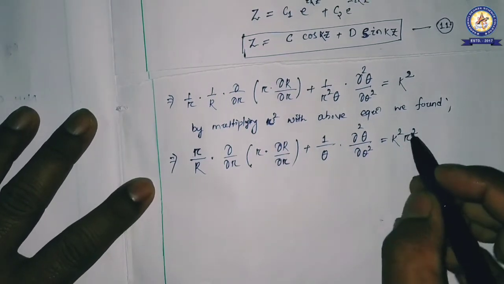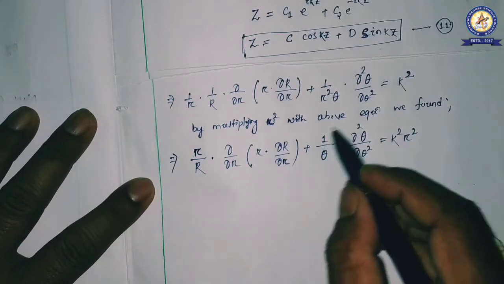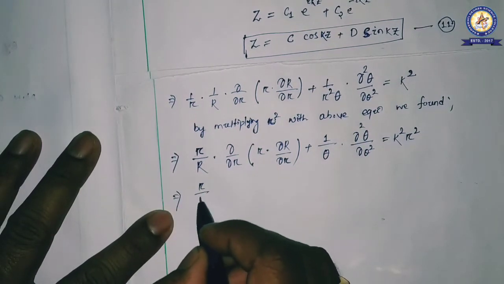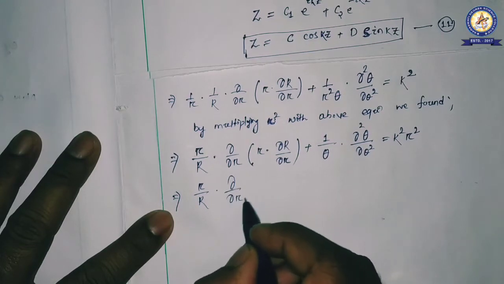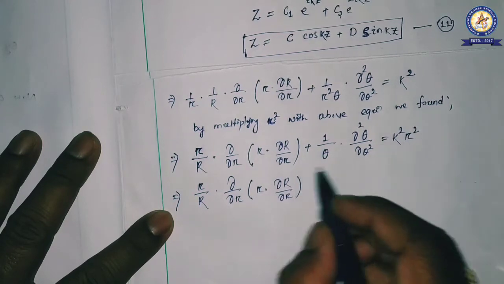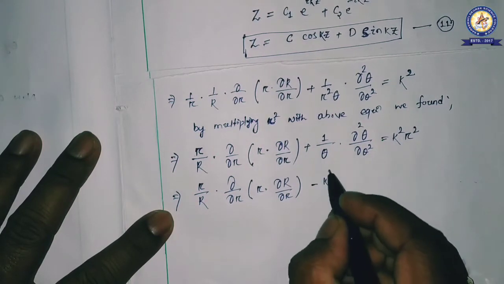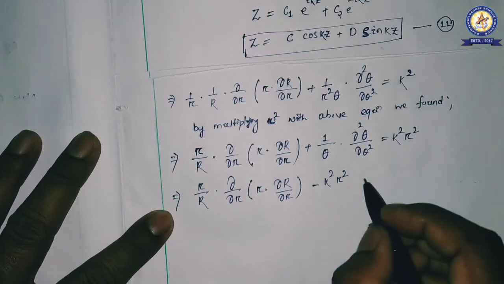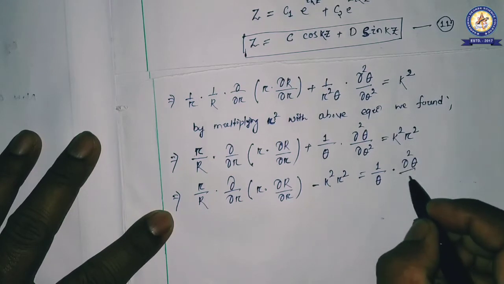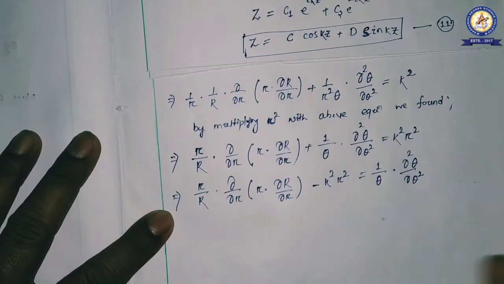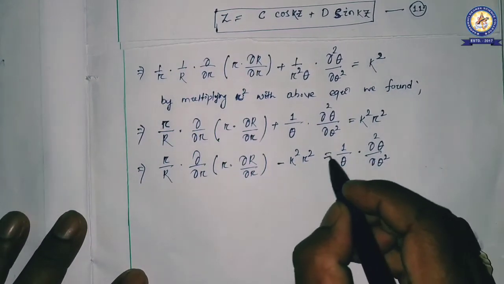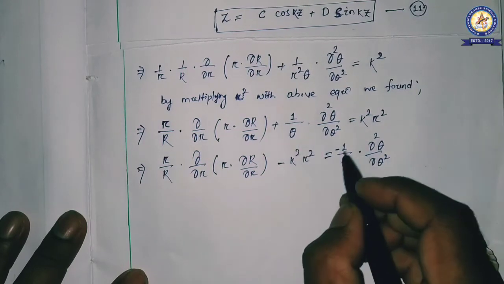So this is the r term, we can take this side, and the theta term we have to take this side. So r by R into del by del r into r del R by del r. So k square r square taken this side will be minus k square r square is equal to 1 by capital theta into del square capital theta by del small theta square. Here you can see this is minus.